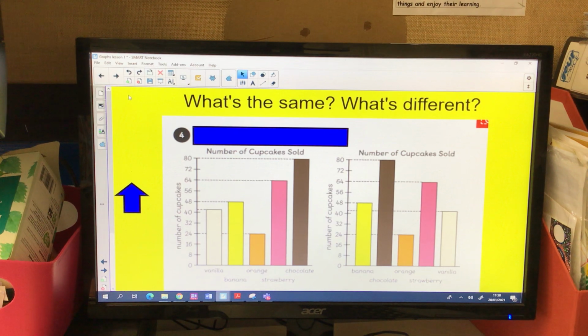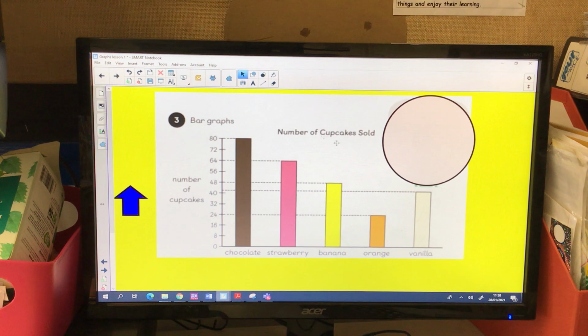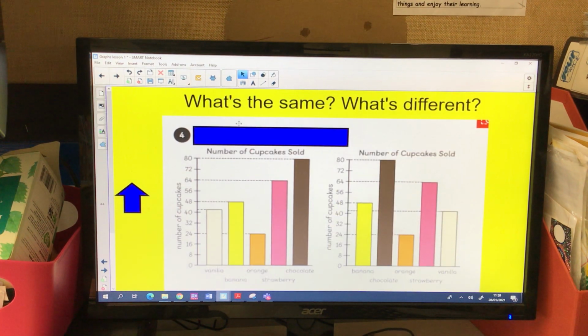Let's have a look at these. These are some different bar graphs now. What's the same, what's different? Who can have a little look? So have a little look at this one again. This was our original one. And now I've got some different ones for you to look at. What's the same, what's different?